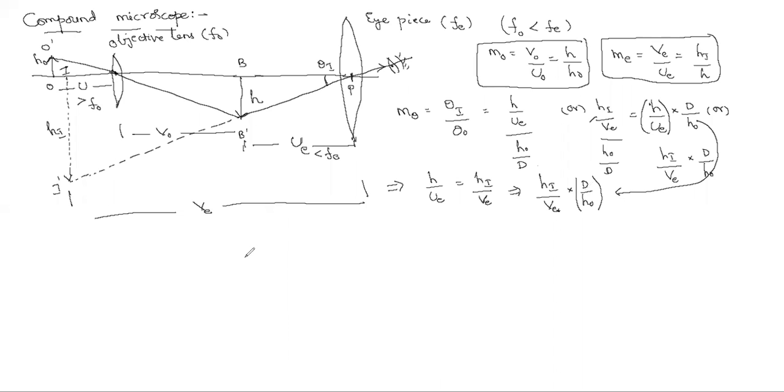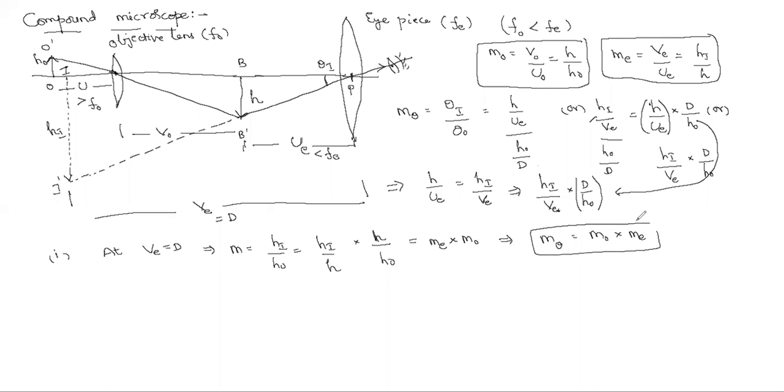Then here my question is, this equation, h_i by h_o, can I write it like this: h_i by h divided by h, multiplied by h by h_o? h_i by h, already you know, is M_E. h by h_o you also know, M_O. So the total magnification M theta equals M_O into M_E, where M_O we already wrote as v naught by u naught.